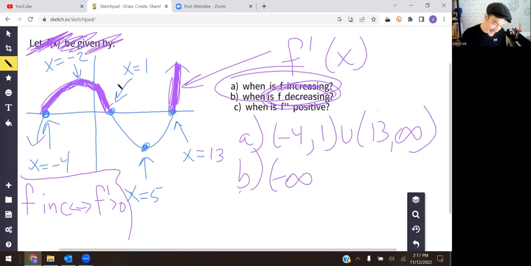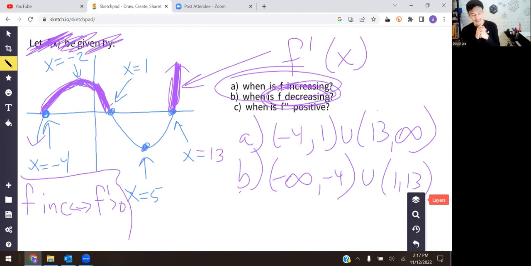So I'm going to say from negative infinity to -4. And then I'm also going to say union from 1 to 13. That's what I'm going to say for decreasing.